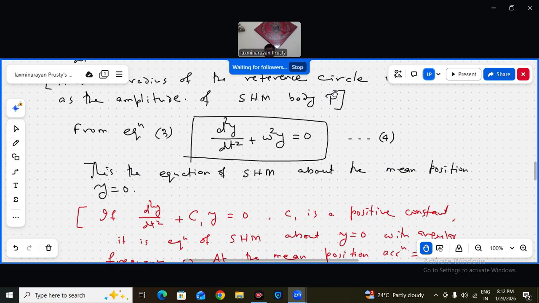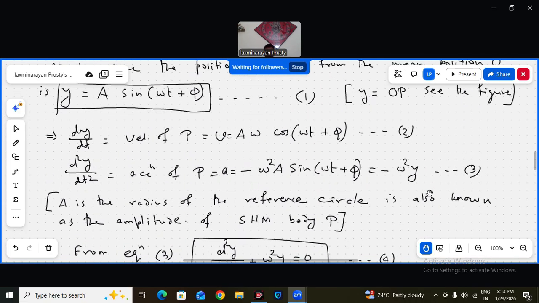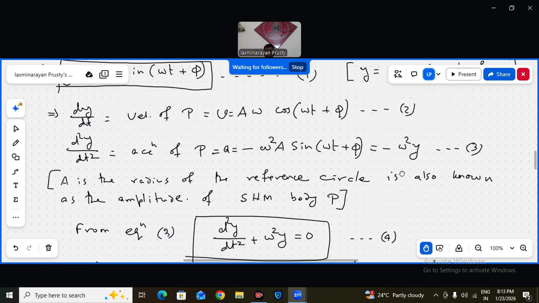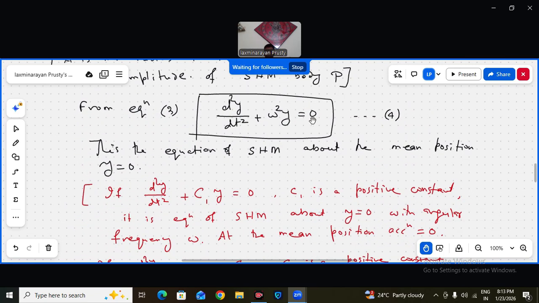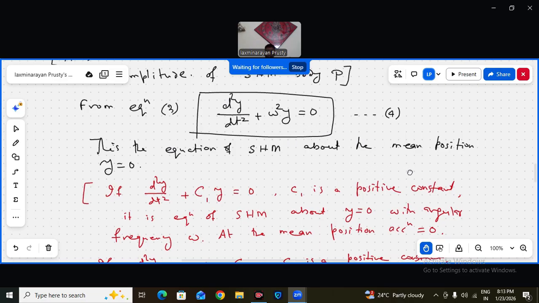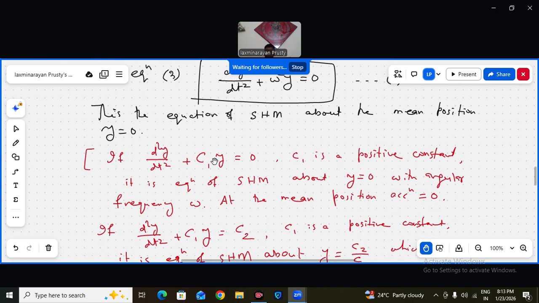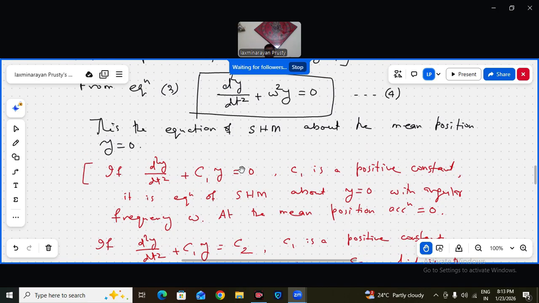SHM body P. So from equation 3, you can write, taking it to the left hand side, d square y by dt square plus omega square y is 0. This is the equation of SHM about the mean position y equal to 0. If y equal to 0 is the mean position, then this is its SHM equation of the particle moving in SHM. If d square y by dt square plus c1 y is given, then comparing, c1 must be a positive constant, because omega square is c1. So the square root of c1 will give you omega. This is the equation of SHM about y equal to 0. Just compare here what I have written.